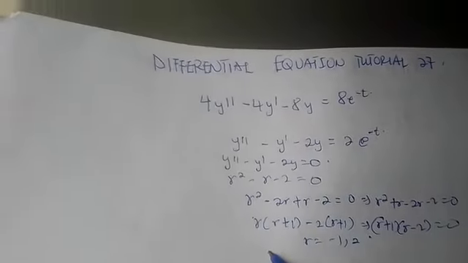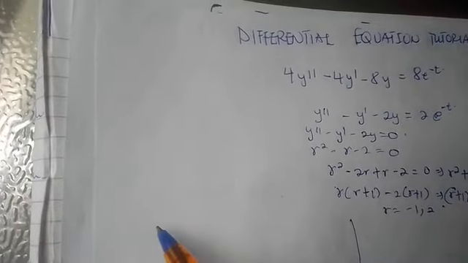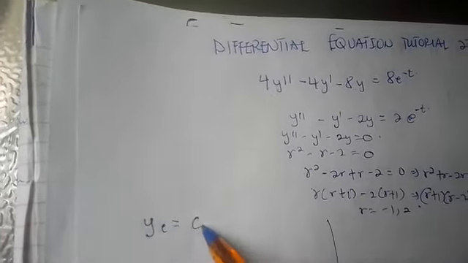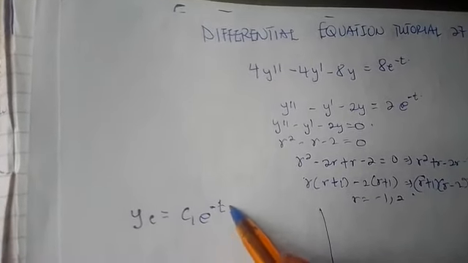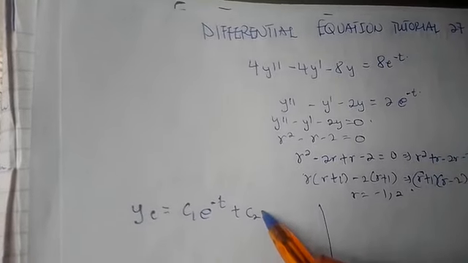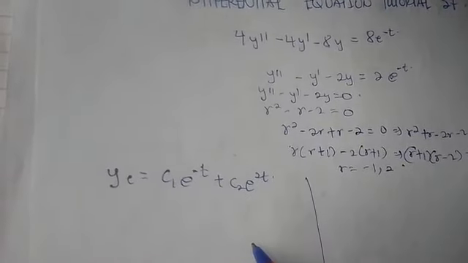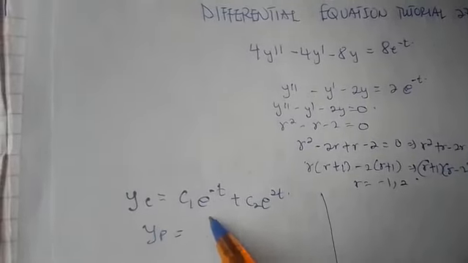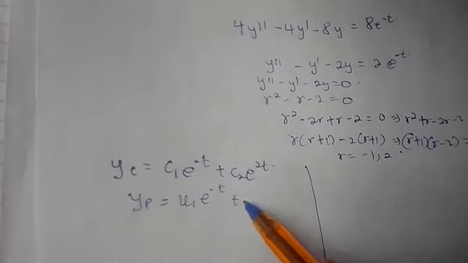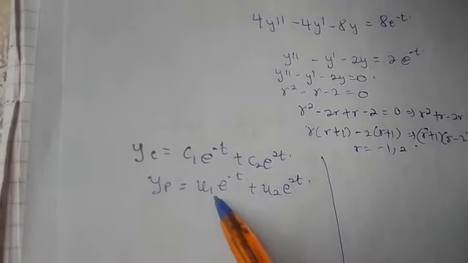Now I've got my r, I can move ahead to find my complementary solution. Therefore yc = c1 e^(-t) + c2 e^(2t). This is my complementary solution. The method of variation of parameters says that to find a particular solution, yp, we change the c1 to u1, so yp = u1 e^(-t) + u2 e^(2t). Once I have this, the next step is to find u1 and u2.